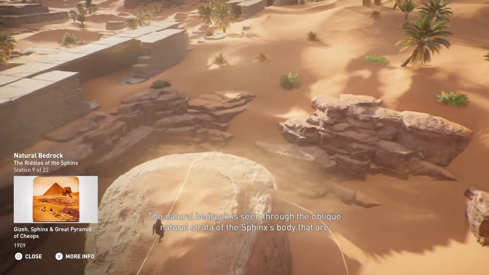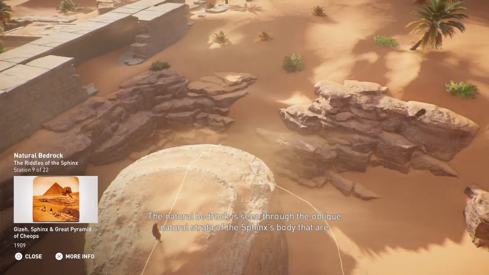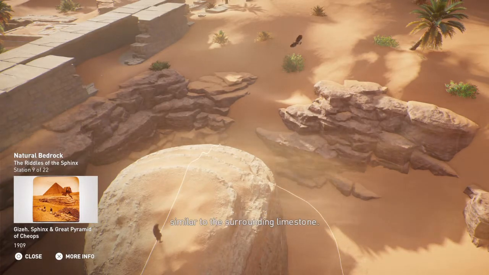The natural bedrock is seen through the oblique natural strata of the Sphinx's body that are similar to the surrounding limestone.